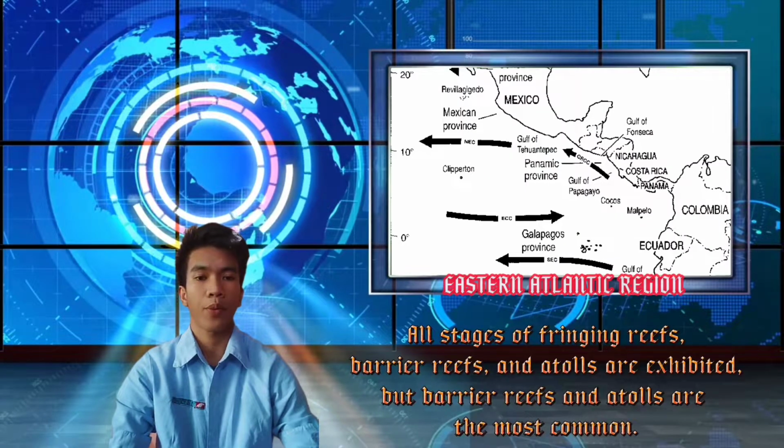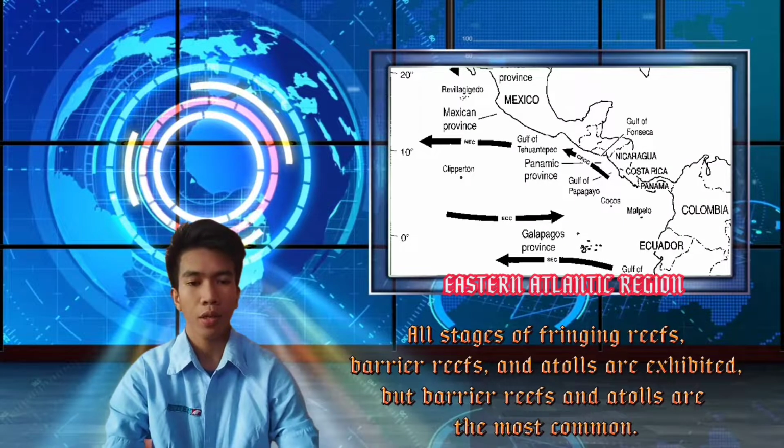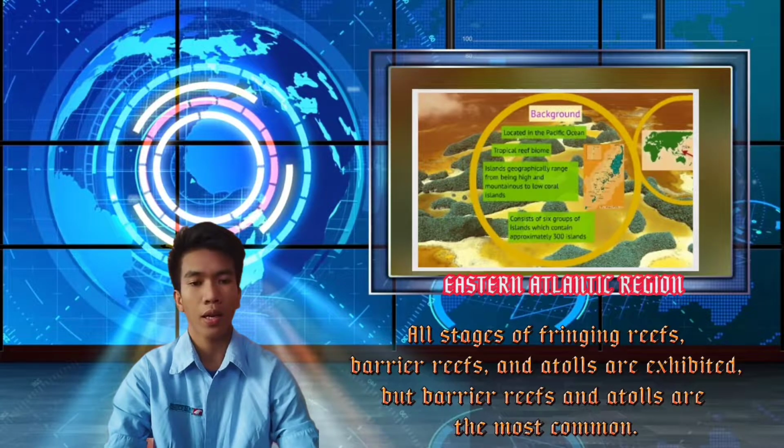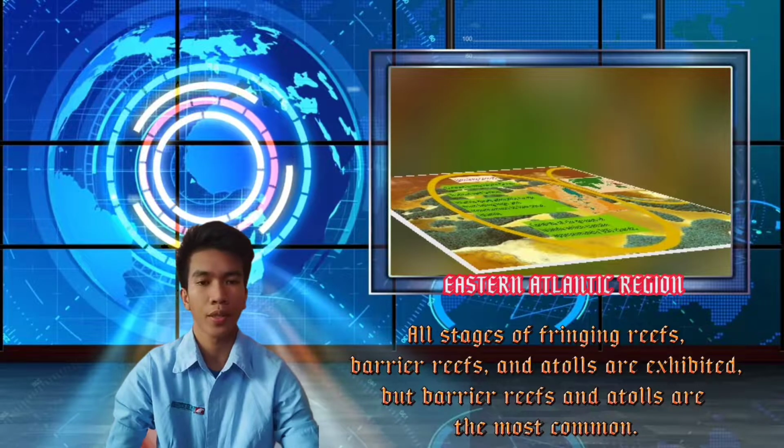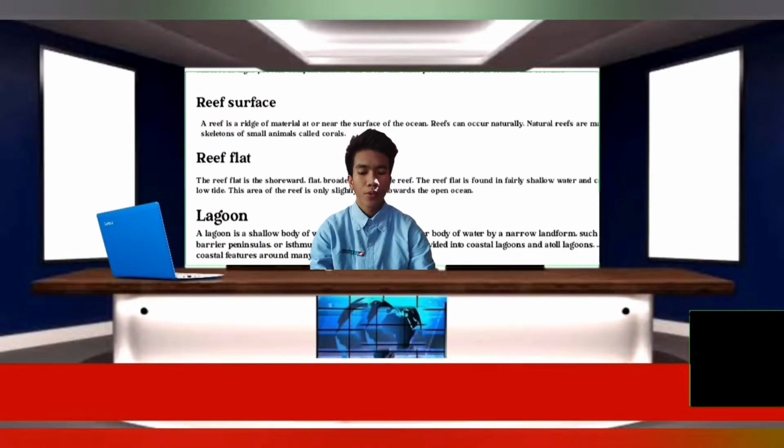So, Eastern Pacific region. All stages of fringing reefs, barrier reefs, and atolls are exhibited, but barrier reefs and atolls are most common. So, there are 6 major zones.